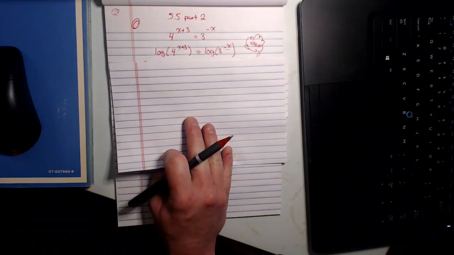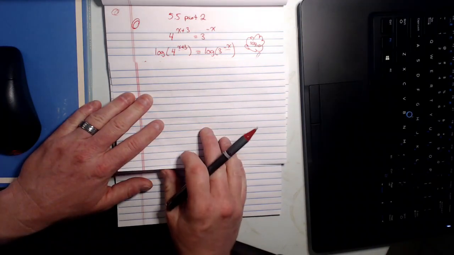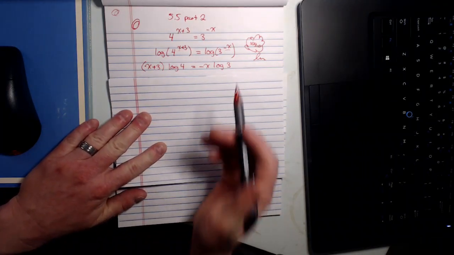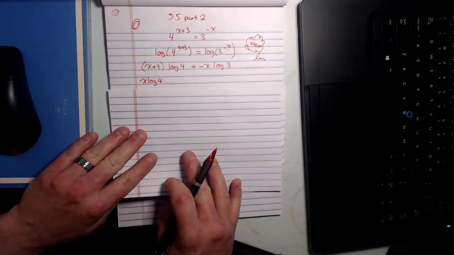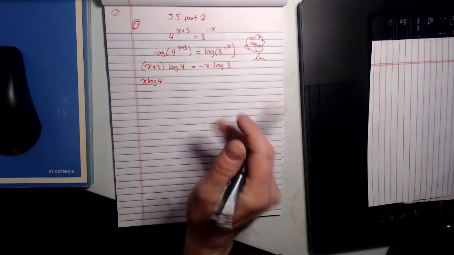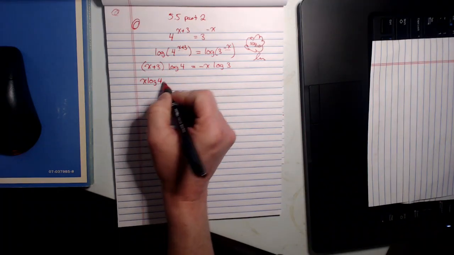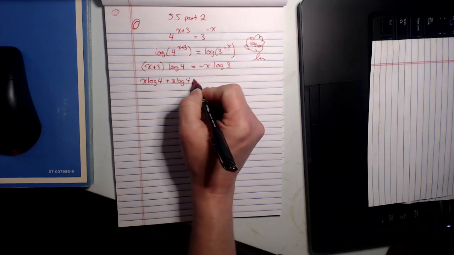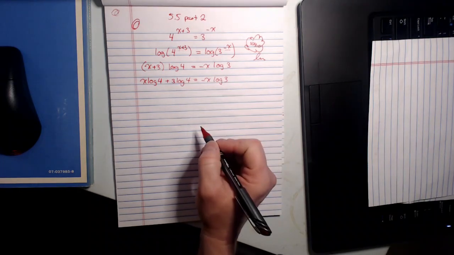So we take the log of both sides and then we use our power property, which brings our powers down in front of the logs, both here and here. So we get to this step. Then you use the distributive property, where we're going to now multiply out what we have. So I'm going to do x times log 4, that's x log 4. And I'm going to do 3 log 4, and that's equal to minus x log of 3.